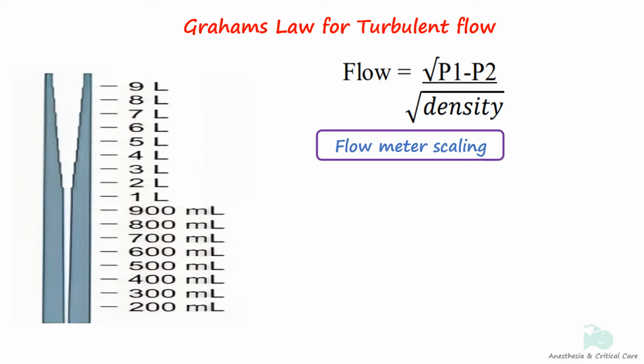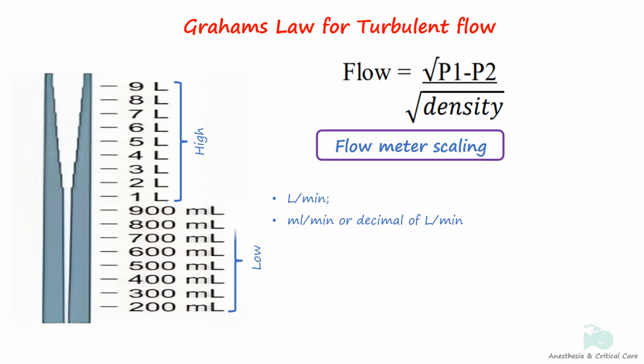Flowmeters are calibrated in liters per min. For flows less than 1 liter per minute, milliliter or decimal fractions of a liter per minute with a 0 before the decimal point is used. They are calibrated at atmospheric pressure and room temperature based on physical properties of individual gases. Changes in temperature and pressure affect density and viscosity of gas and affect flowmeter accuracy.